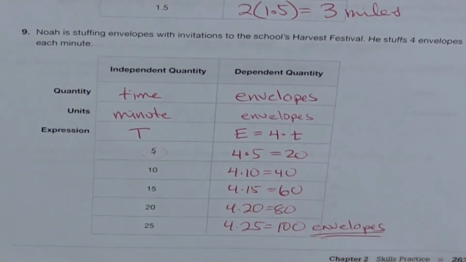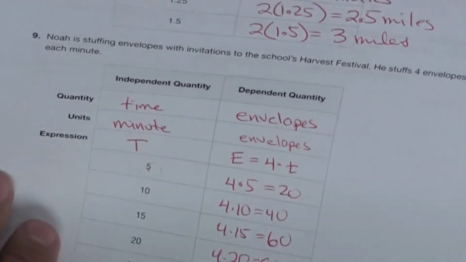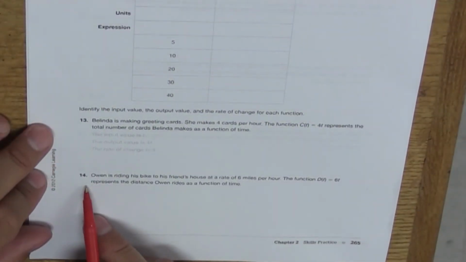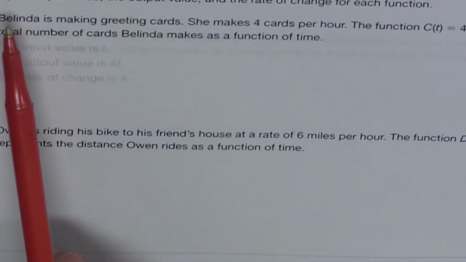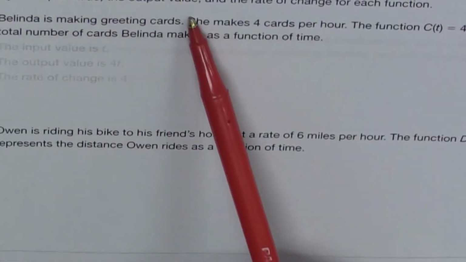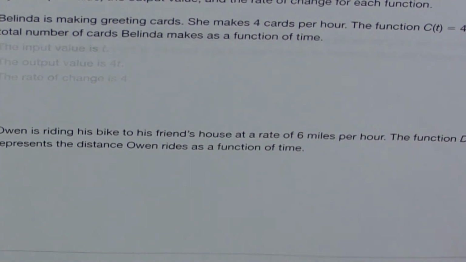Spelling, man. All right. Let's go on to the next one. Let's take a look at number 14. It's a new type of problem. It says identify the input value, the output value, and the rate of change for each function.